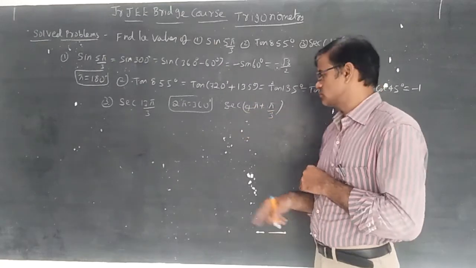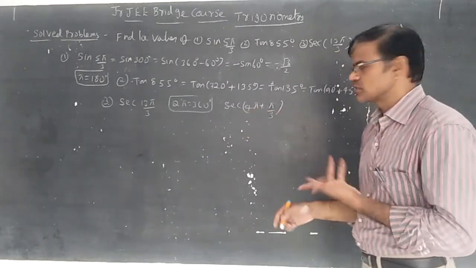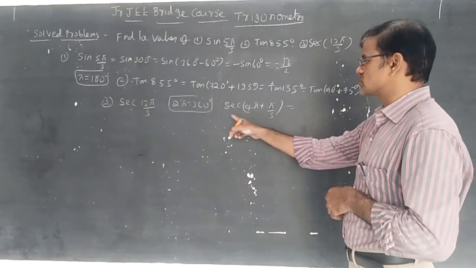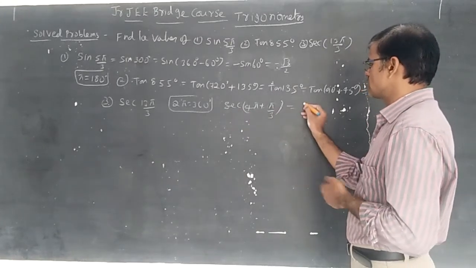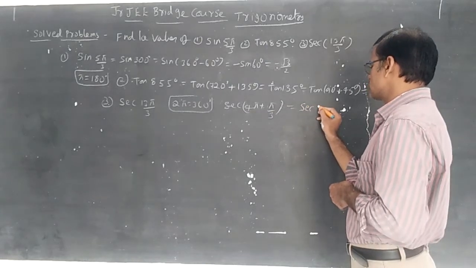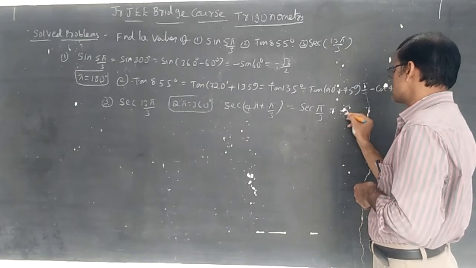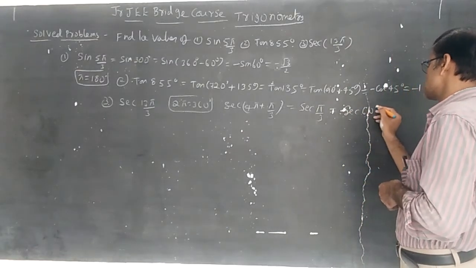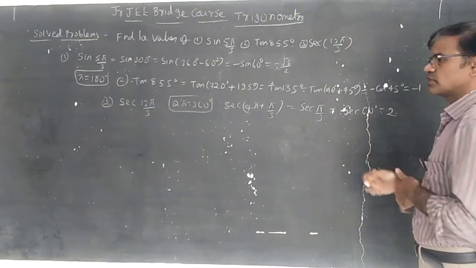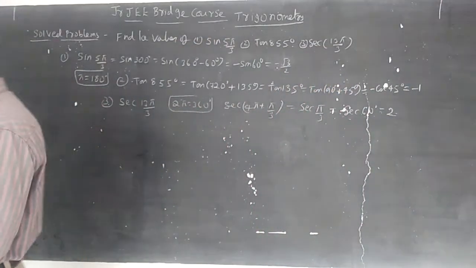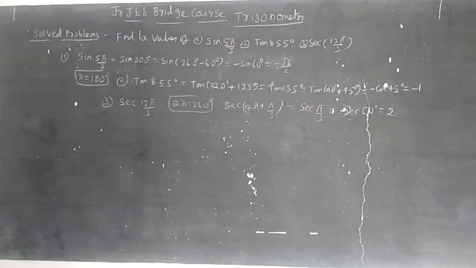3 fours are 12, 12 plus 1, taking the LCM, it is 13. 4π is 720, and 720 is nothing but 0. So directly you can write secant π/3. Secant π/3 means secant 60 degrees. According to the table it is 2. The answer is 2.